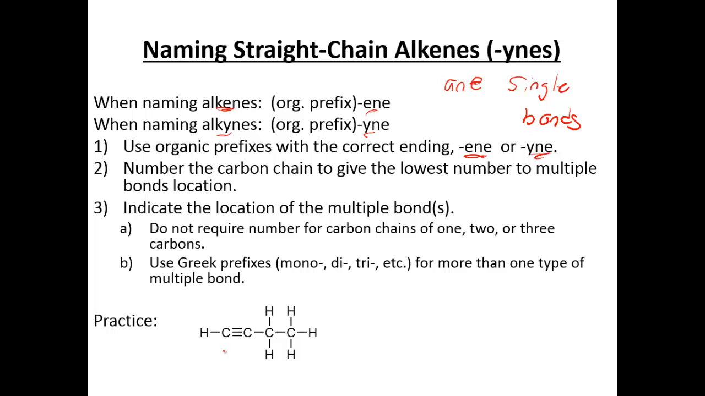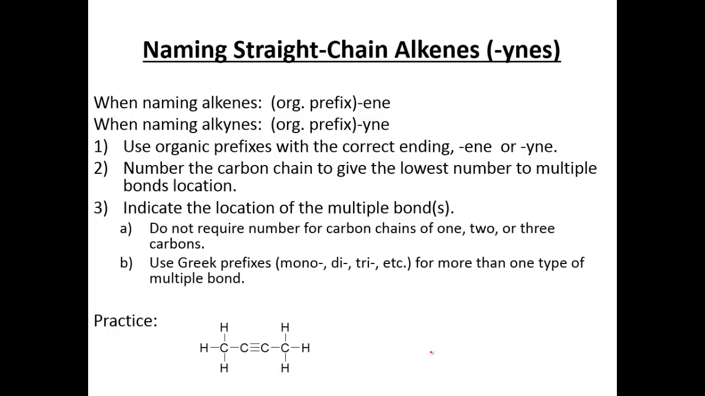So in our first one here, we've got a 1, 2, 3, 4 carbon chain. So we have butane, but since we have a double bond, butane turns to butene. And where does that butene start, or where does that double bond start? It starts at the first carbon. So our name here is going to be 1-butene. So 1-butene is our name for this compound, a 4-carbon chain with, at the 1 carbon, a double bond.